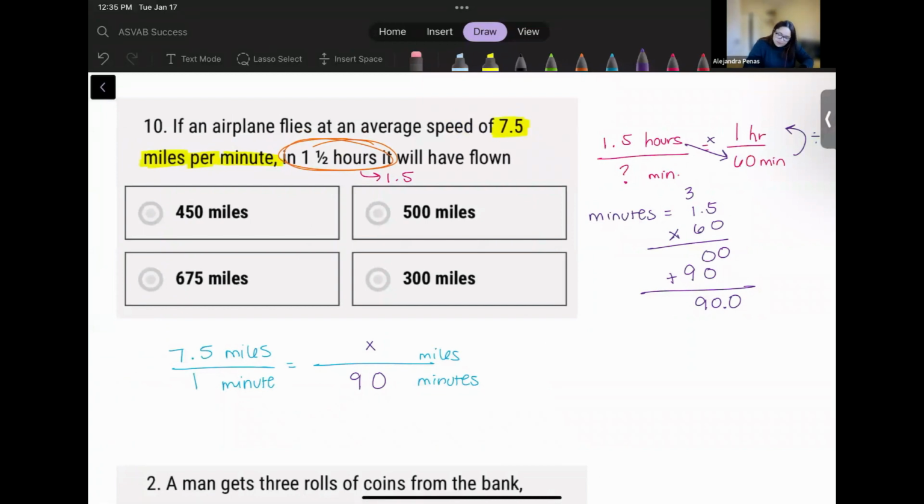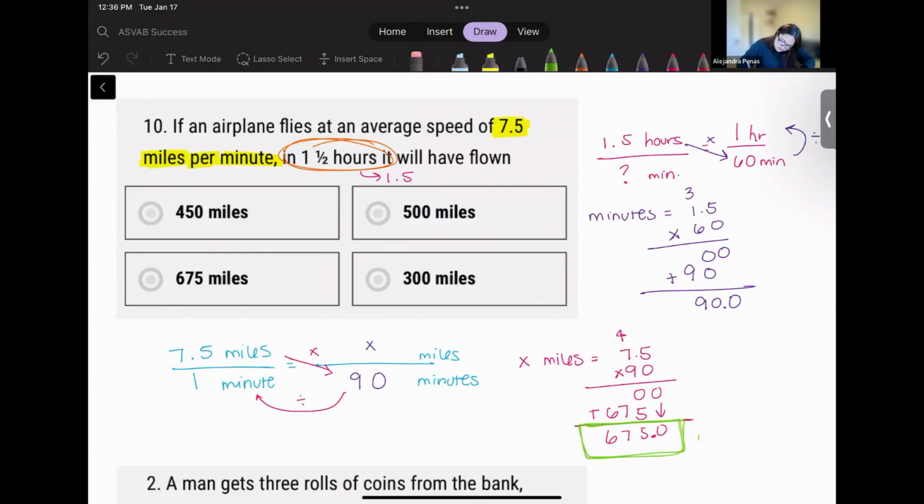Now we want to figure out how many miles that is. So we have a second proportion to solve, and we're going to do the exact same thing. We're going to multiply first and then divide. So the X number of miles will equal 7.5 times 90 divided by 1, which is not going to change anything. So we're just going to have times 90. That will be 45, carry the 4. 63 plus 4 is 67. And then I need one number behind the decimal. So my final answer will be 675 miles.